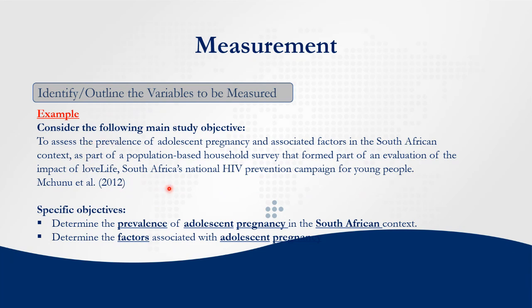So this example is what we will use for the data analysis plan. This study was done by Mkhunu and colleagues, and it's a 2012 study. They're looking at the prevalence of adolescent pregnancy and associated factors in the South African context. It came as part of a population-based household survey, meaning they're collecting data from households, right?